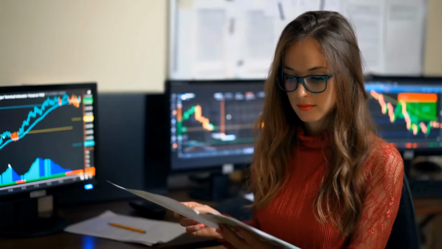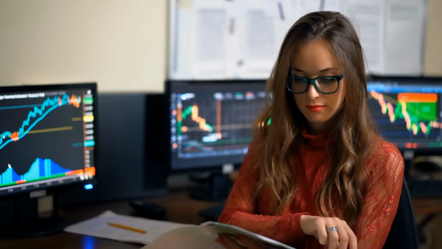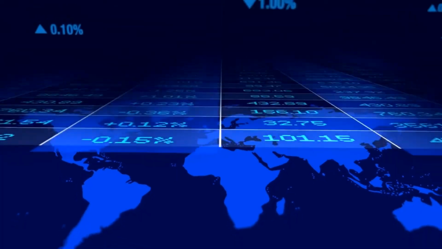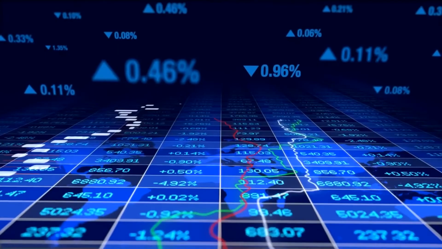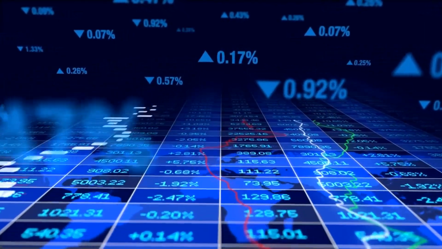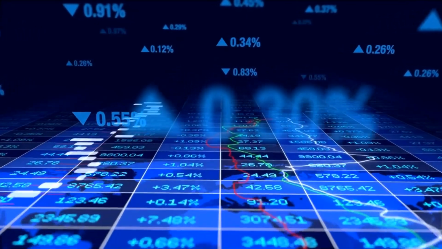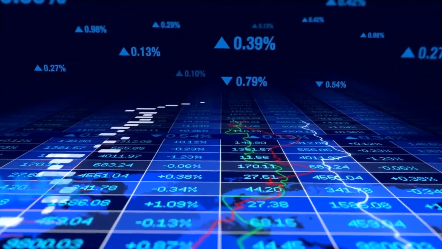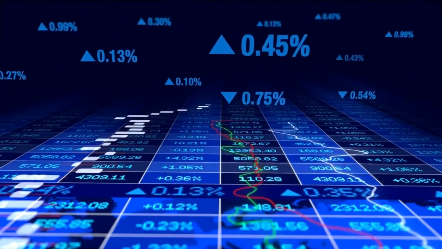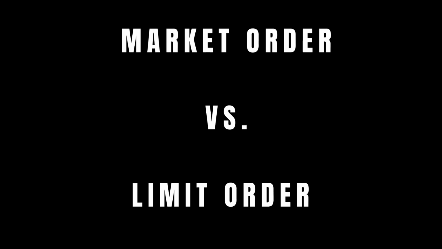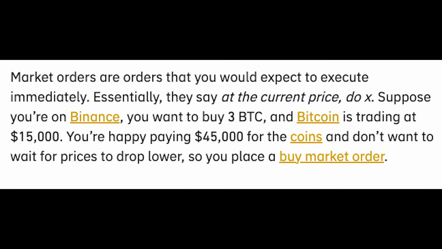Now, if you understand this, you can go ahead and skip this lesson, but if you do not, make sure you pay attention and follow along with the PDF text because this is a very important chapter to have a grasp of. You need to know what the different types of orders are before you start executing said orders. So market order versus limit orders. Market orders are orders that you would expect to execute immediately. Essentially, they say that at the current price, do X.